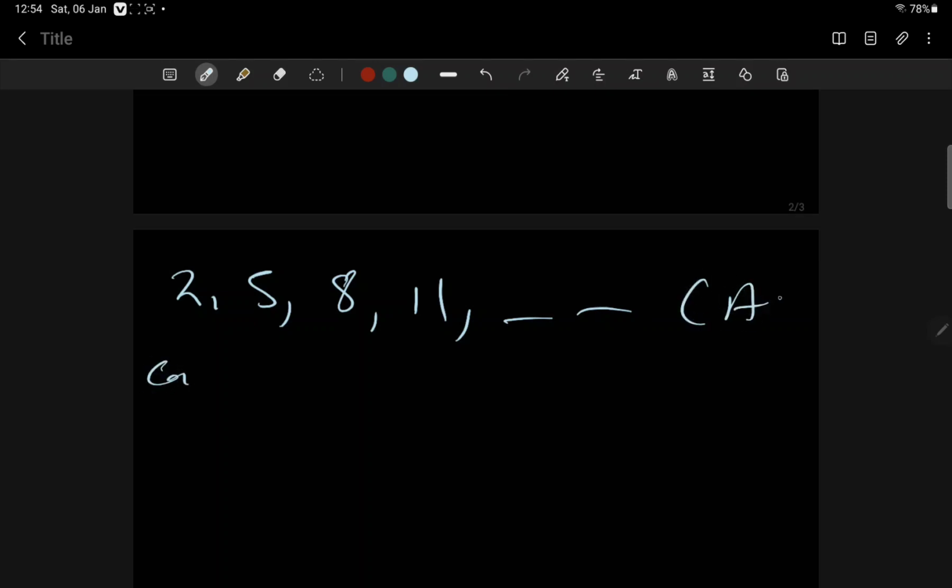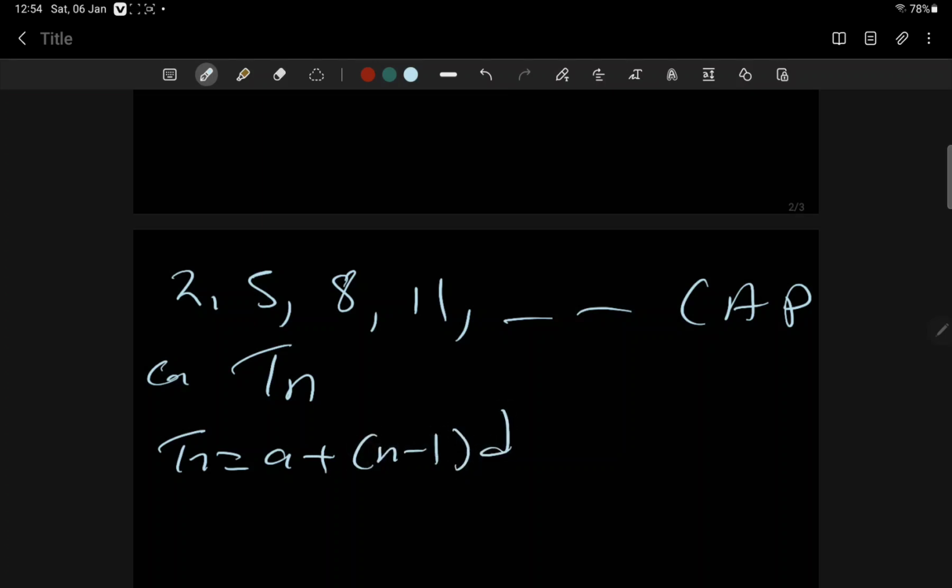One more example. Let's say we have a sequence which goes like 2, 5, 8, 11, and so forth. But say calculate Tn. This is an arithmetic progression. We have to calculate Tn. How do we get it? We'll write the formula first. Tn is equal to a plus, in bracket, n minus 1, the common difference d.